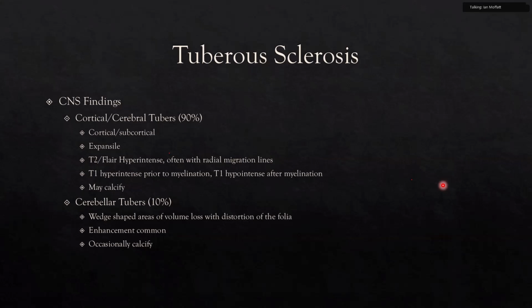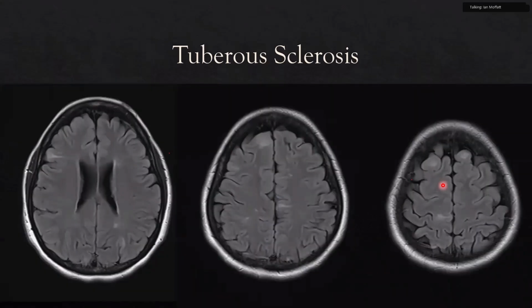Cerebellar tubers are more wedge-shaped. They're areas of volume loss and distortion of the folia. Enhancement's quite common infratentorially, and they can occasionally calcify. So here's our typical appearance for a TS patient on FLAIR. We've got multiple cortical tubers, as you can see, and then in the right frontal lobe, we have radial migration lines extending towards the ventricular surface.